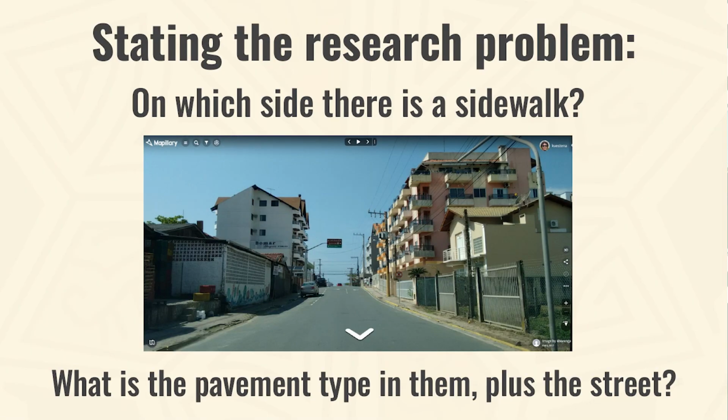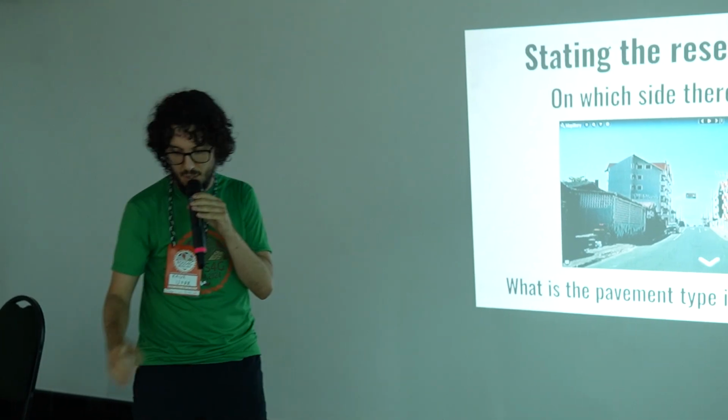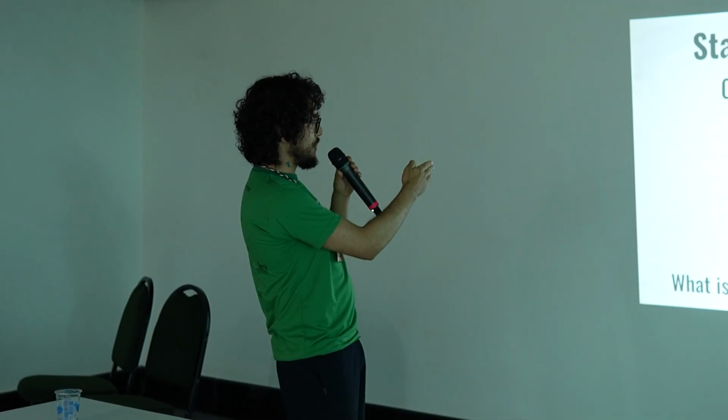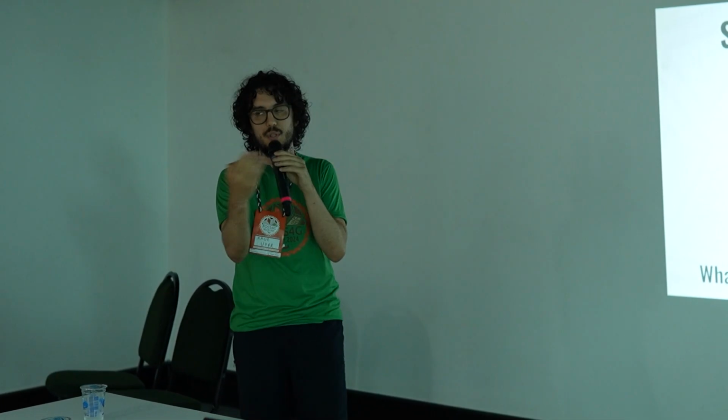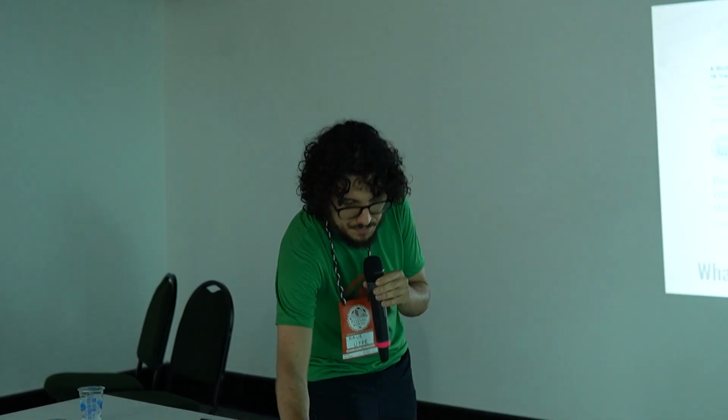So we can state the research problem with 2 questions: on which side there is a sidewalk, and what is the pavement type in them, plus the street. We want to know the pavement types of the sidewalks and also the street, because the street is also part of the pedestrian network, since pedestrians need to cross the streets.